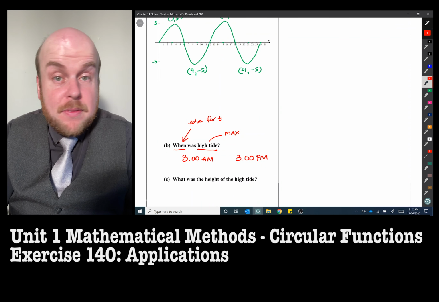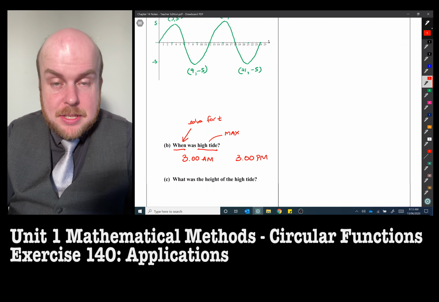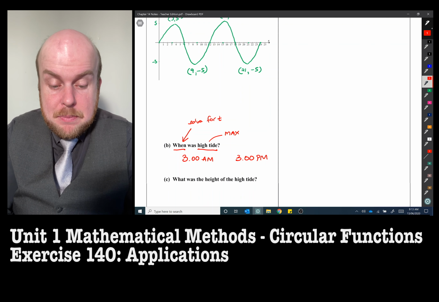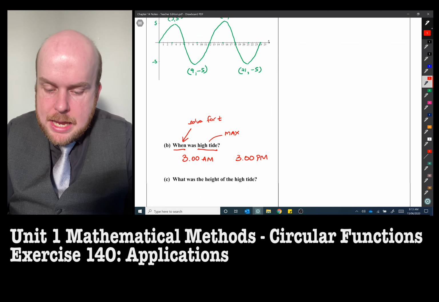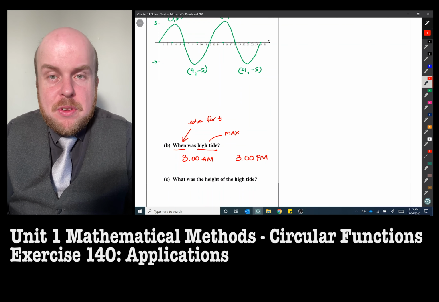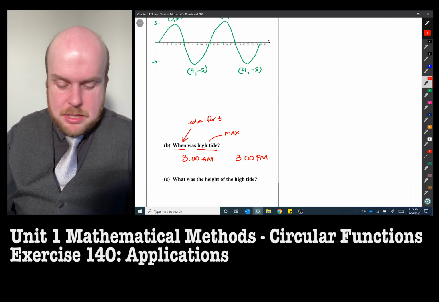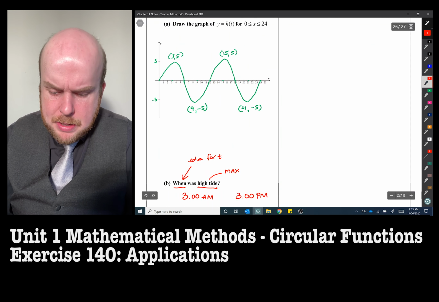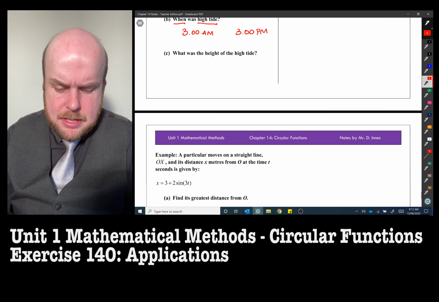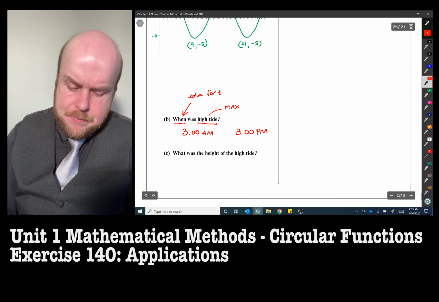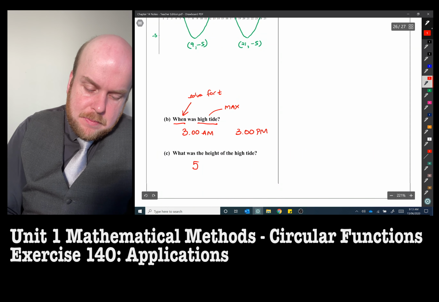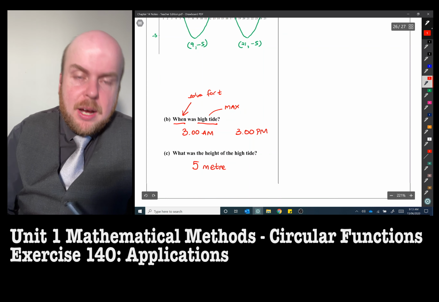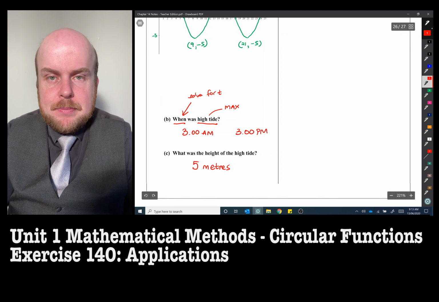What was the height of the high tide? Well, the height of the high tide would be the amplitude's height, and there's no vertical translation, thankfully, so we don't need to worry about that. Is it all in meters? It is in meters, yes. So we can actually say here, the height of the high tide is 5 meters.